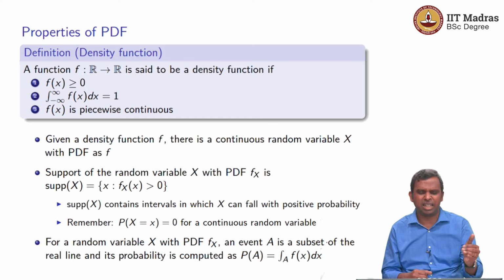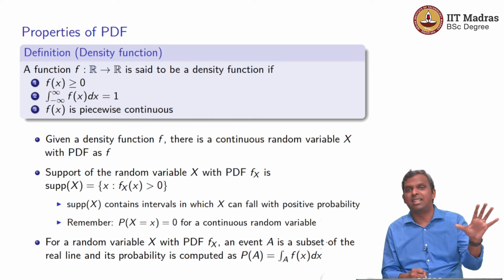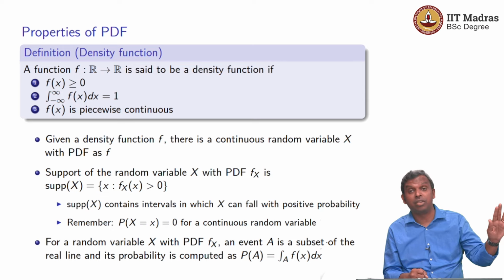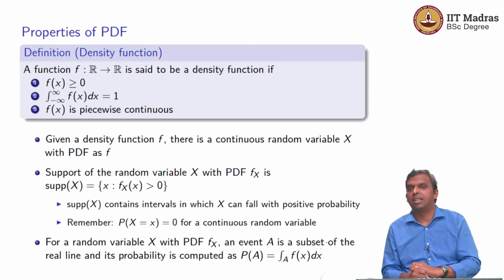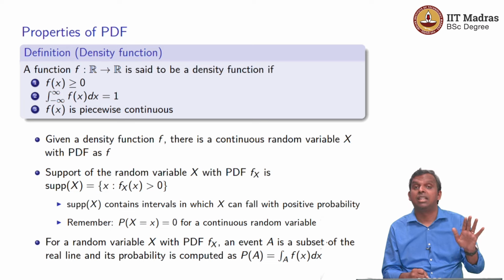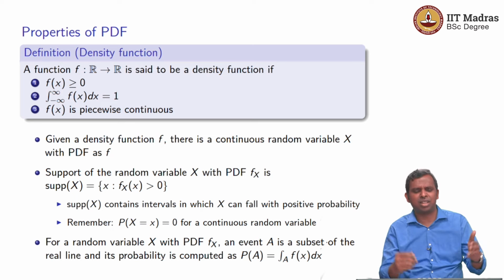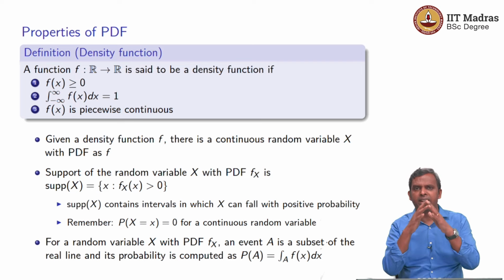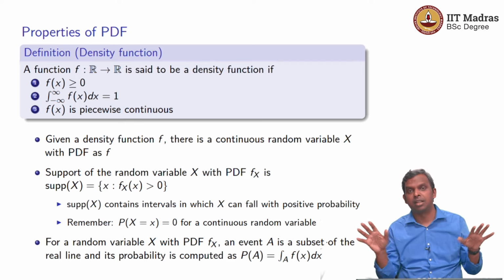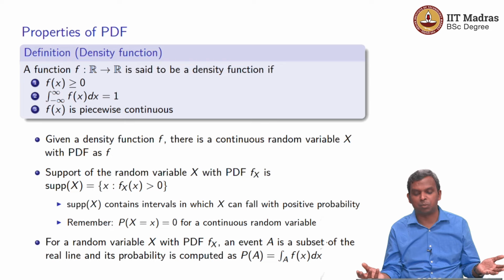The first thing is about existence. If you come up with a CDF, I told you that there is a random variable with that CDF. The same thing is true for density. If you come up with a density function, there is a continuous random variable whose density is that function. So cooking up a continuous random variable is like cooking up a density function. You come up with any density function that satisfies this: non-negative, integrates to 1, piecewise continuous, and you have a continuous random variable.